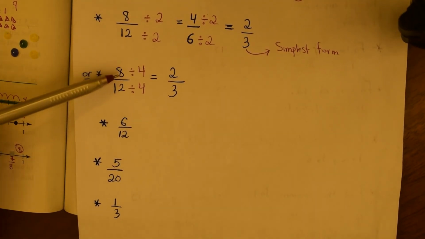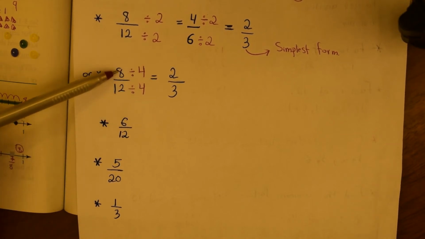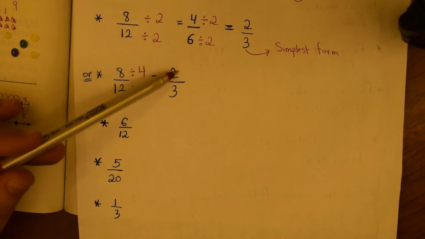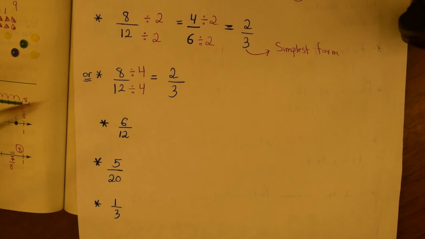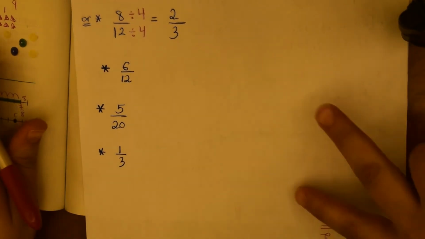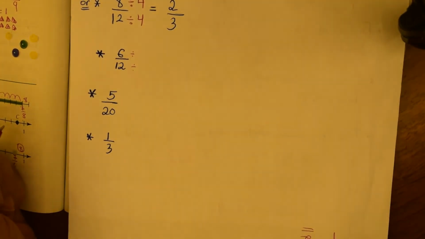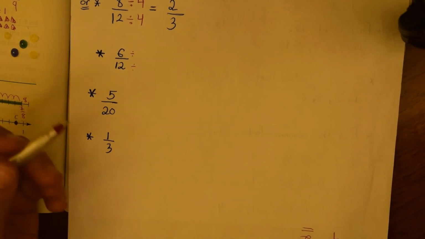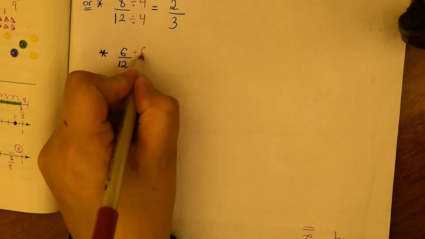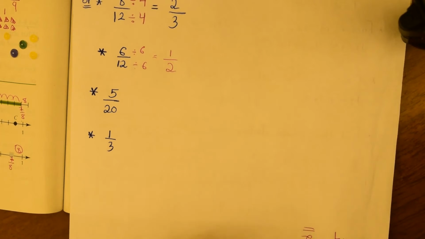Now another student will solve it by dividing by 4 the first time. 8 divided by 4 equals 2, and 12 divided by 4 equals 3. Then I have the same fraction. Now we will solve 6 over 12. 6 and 12 are even numbers, so I can divide both of them by 2. And at the same time, 6 is a common factor between 6 and 12, so I can divide by 6. It will give me 1 over 2. It will give me a half.